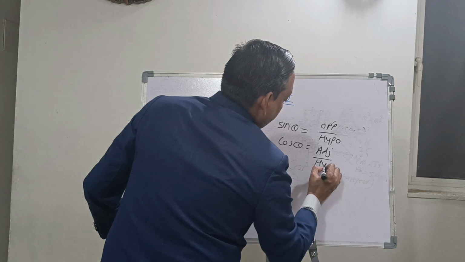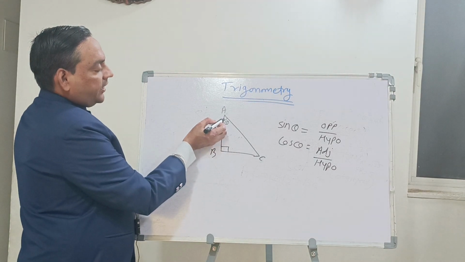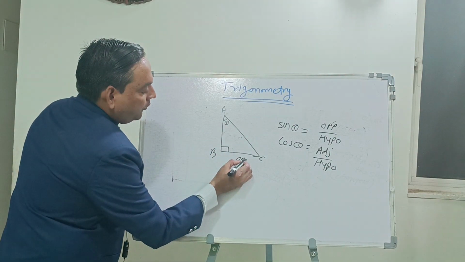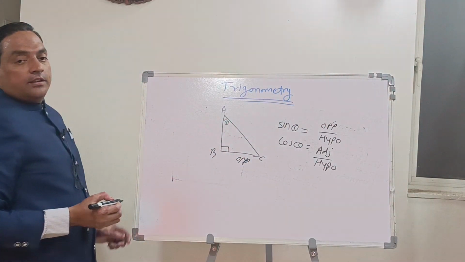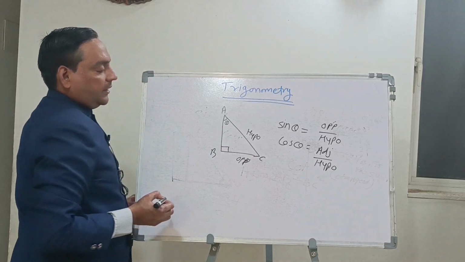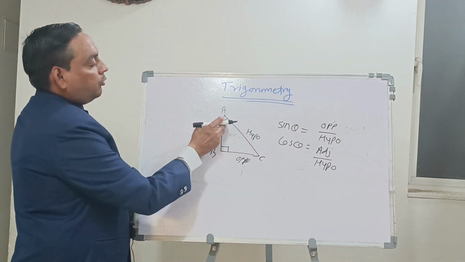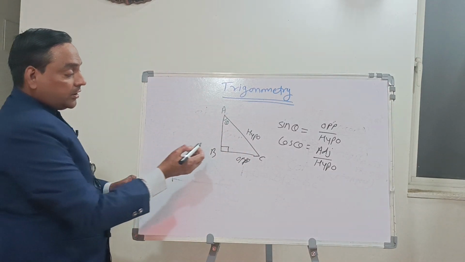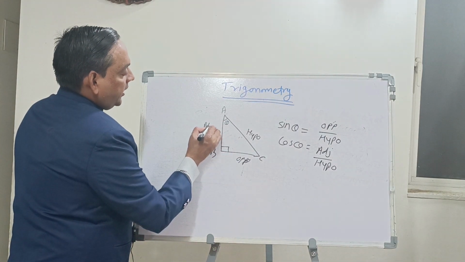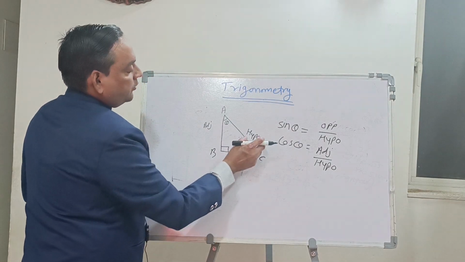Before we start this, you have to know what is opposite, what is hypotenuse, and what is adjacent. Suppose we have this angle A. This side will be opposite of angle A. The hypotenuse is always the same: the longest side of the triangle, which is opposite the 90 degree angle. This never changes whatever angle you take. In the same way, the side adjacent to the angle is the adjacent side. So we have the adjacent side, the opposite side, and the hypotenuse.